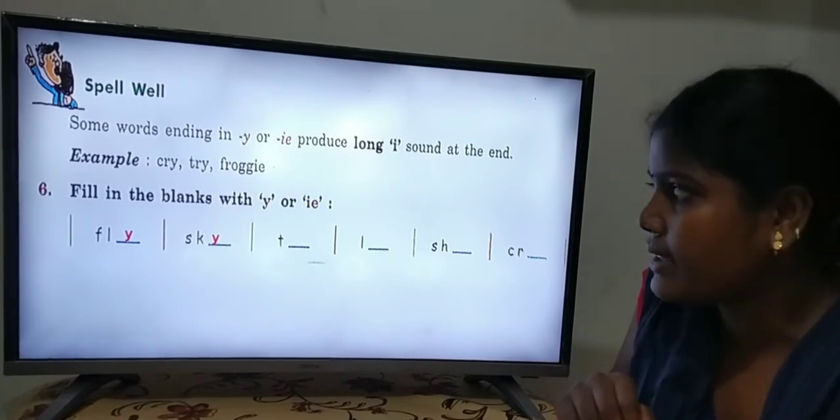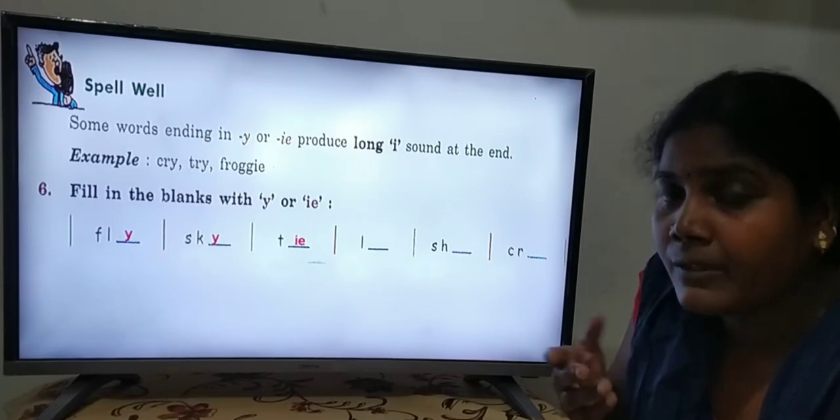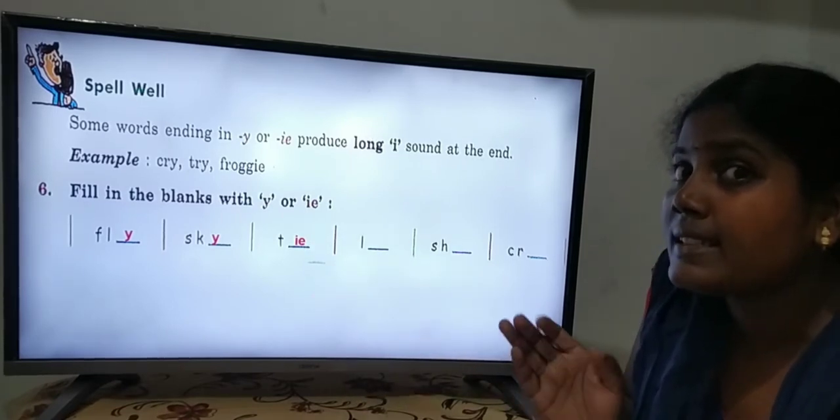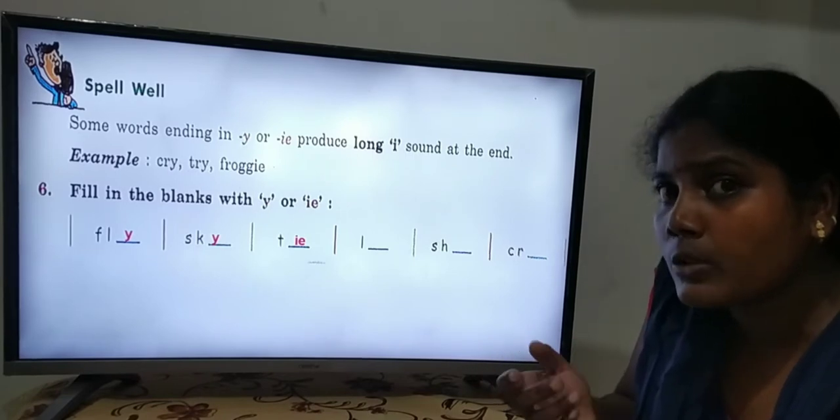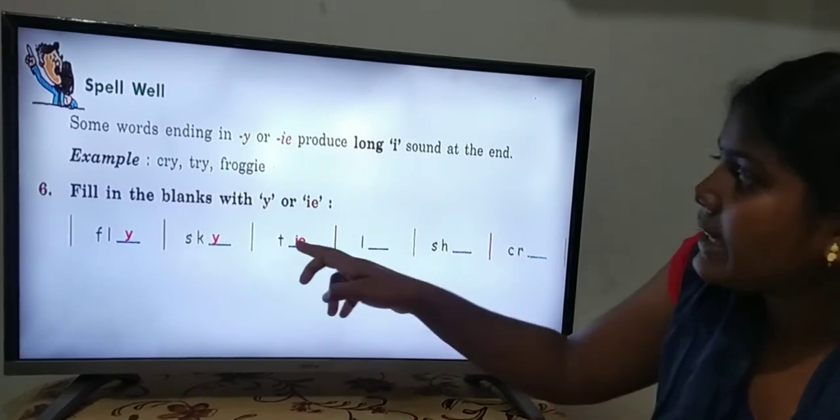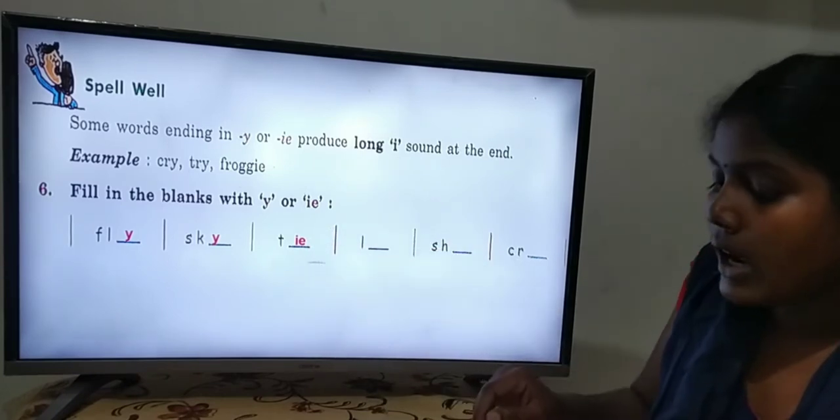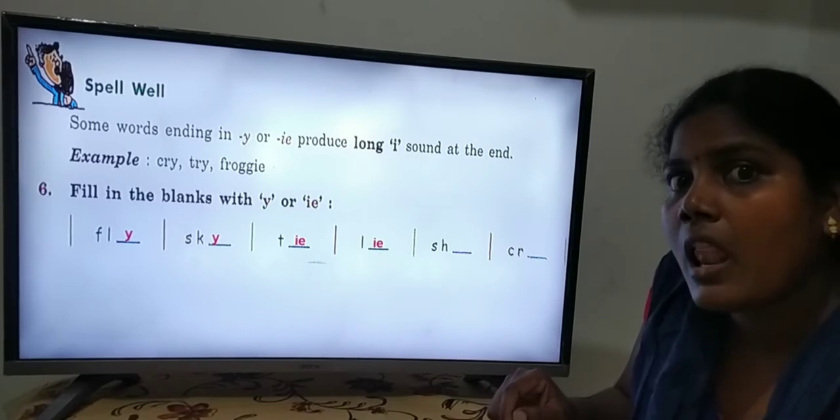The third word is try. We can use try, but here tie. So this word is ending with ie. We can use try also or tie also. Tie, this word is ending with ie. And lie, this word is also ending with ie.